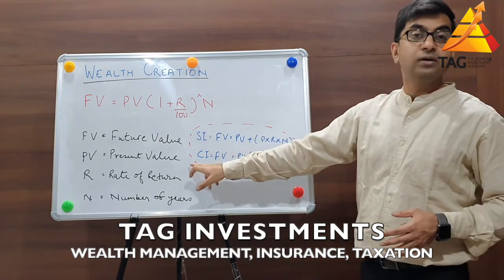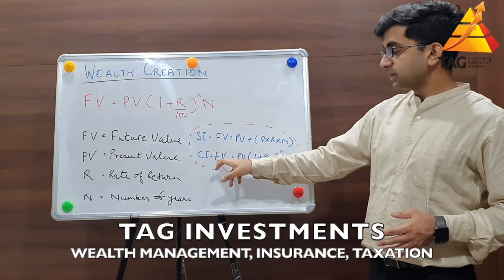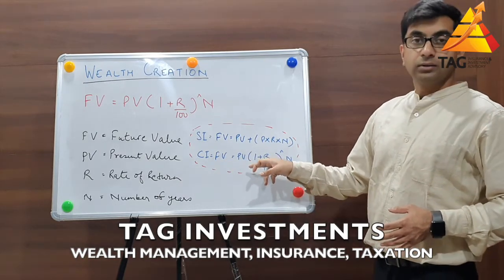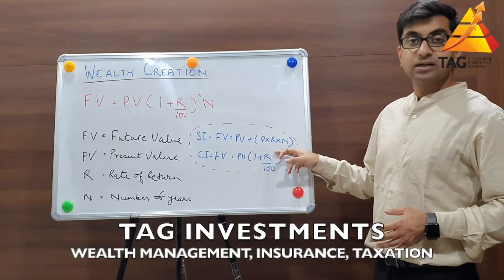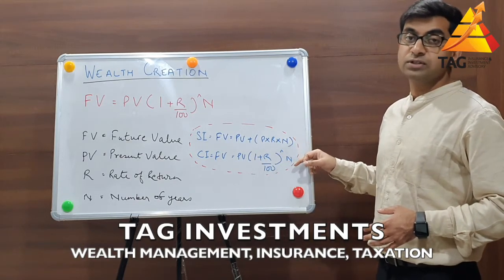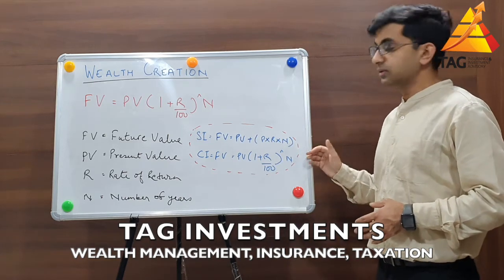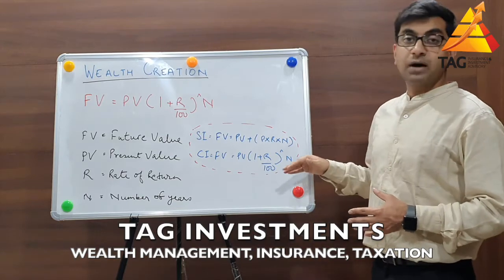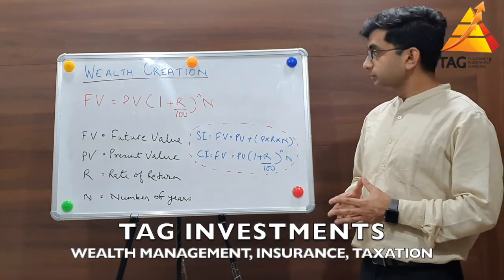Whereas the compound interest formula says the future value is equal to the present value multiplied by 1 plus rate of return upon 100 to the power of n, which is exponential growth. This is just a multiplication growth, this is an exponential growth. So that is the power of compounding which we are talking about.